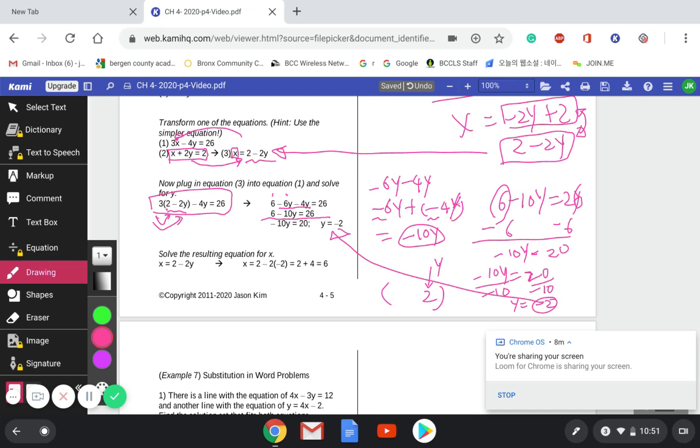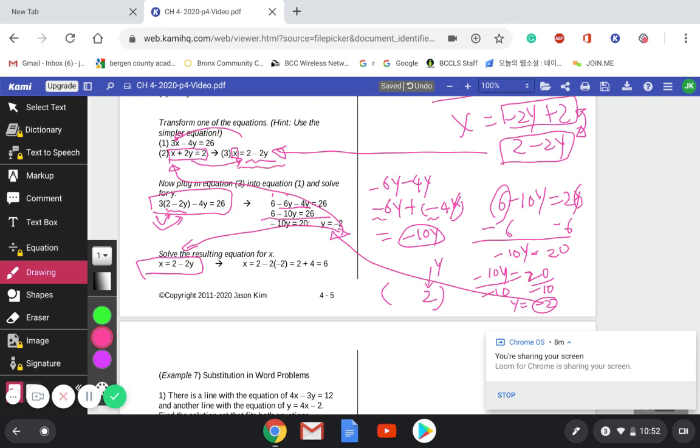Now you substitute that into the second equation. In this particular case, I'm going to substitute into x equals 2 minus 2y, which is this.